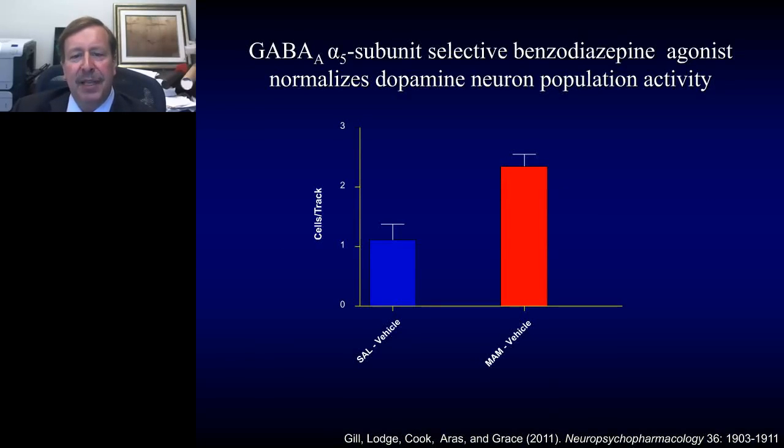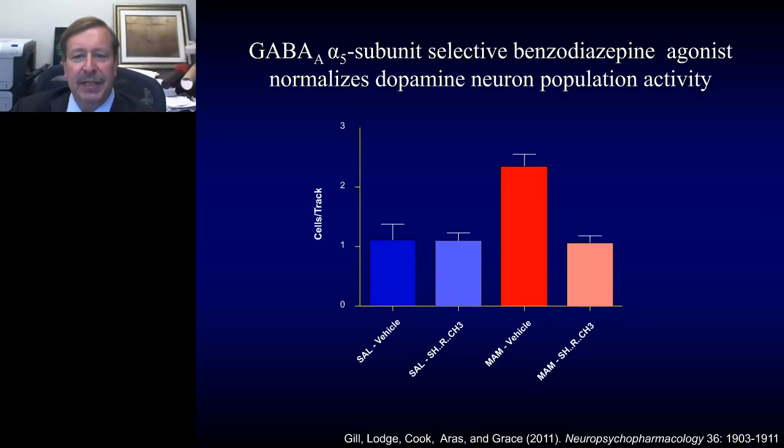What about with respect to the MAM model, where we see an increase in the number of neurons firing? Well, if we give this drug, it doesn't really do much to control animals. But in the MAM animals, what it does is bring dopamine neuron firing right back down to control levels.